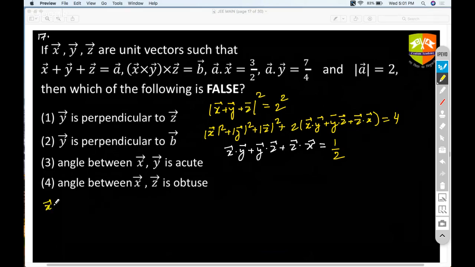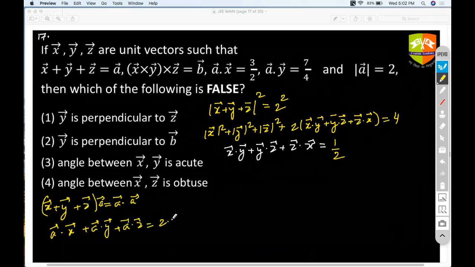So first of all, from this expression, if I take the dot product with respect to a, because I've been given information about a dot x and a dot y, I would get a dot x plus a dot y plus a dot z is equal to 2 dot 2, 2 into 2, which is 4. So let me write 4 over here.